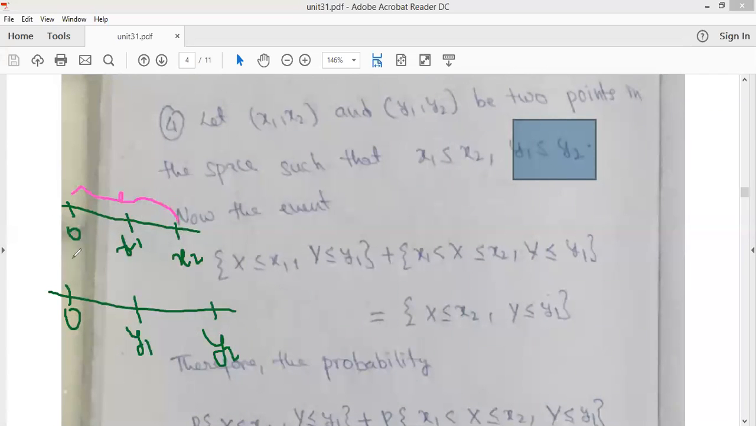0 to x2 we divide into two parts, 0 to x1 and x1 to x2. How do you get 0 to x2? 0 to x2 can be divided into two parts, 0 to x1 and x1 to x2.